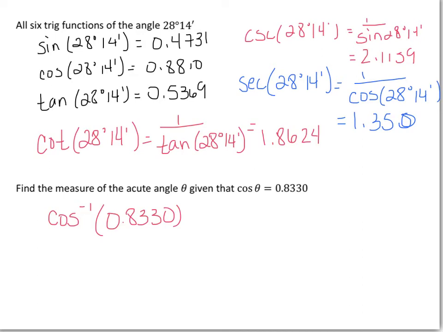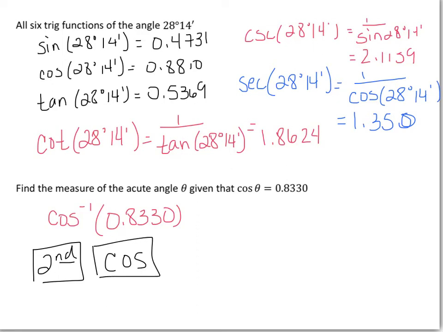In order to get this to show up, you'll need to push the button second, then the cosine button. This is actually different than the reciprocal. This is the inverse, meaning it's the opposite operation. When you've put this into your calculator, you'll get an answer of 33.592. Because we actually are finding an angle theta, this is a degree.